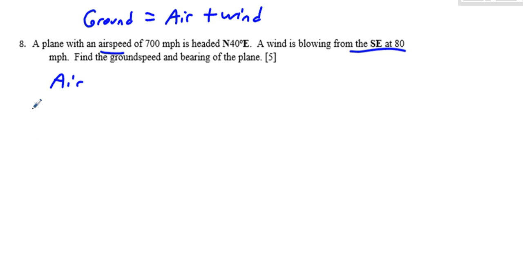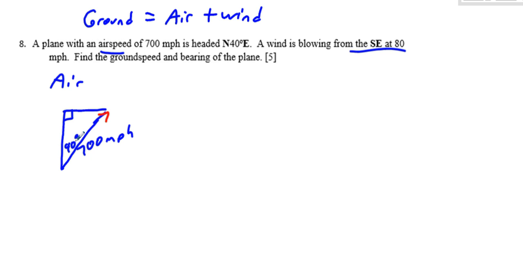So here's airspeed. It's the plane's headed north 40 degrees to the east. So if I draw in north and then 40 degrees to the east, that's the direction that it's headed. And it's going 700 miles per hour. So we can figure out the north component and the east component from this.